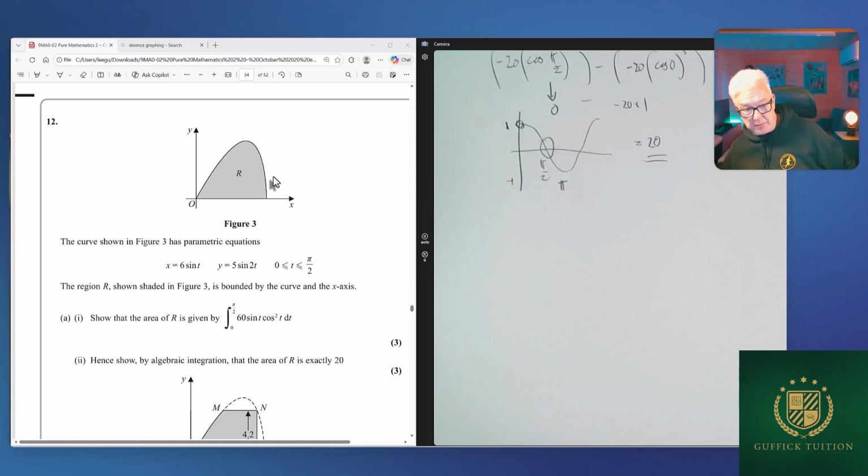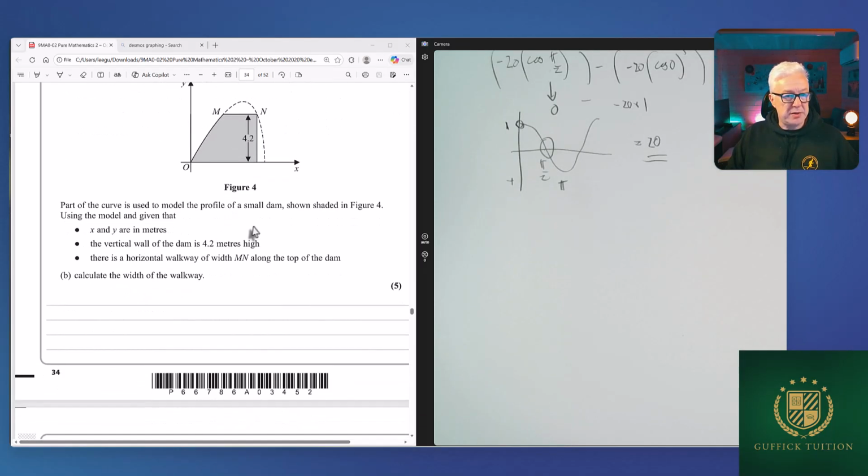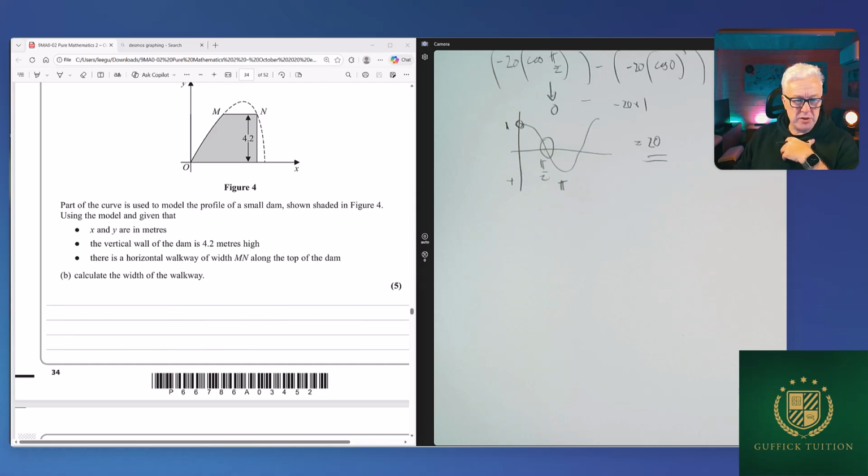We've done part A and part B. Let's have a look at the next bit of the question. It says part of the curve is used to model the profile of a small dam, shown shaded in figure 4, where x and y are in meters. The vertical wall of the dam is 4.2 meters high. The horizontal walkway of width mn along the top of the dam. Calculate the width of the walkway, and this is worth 5 marks.